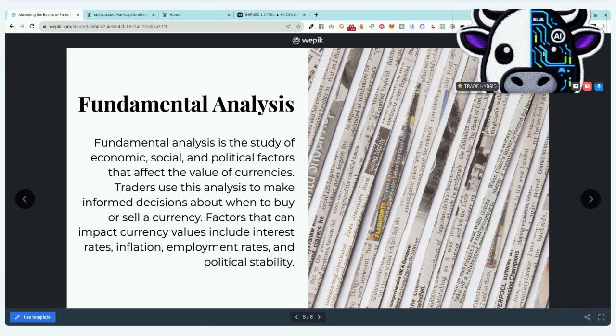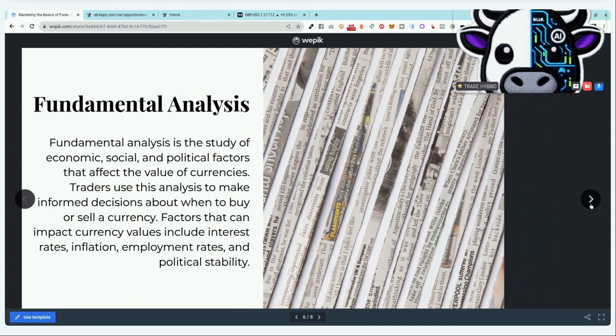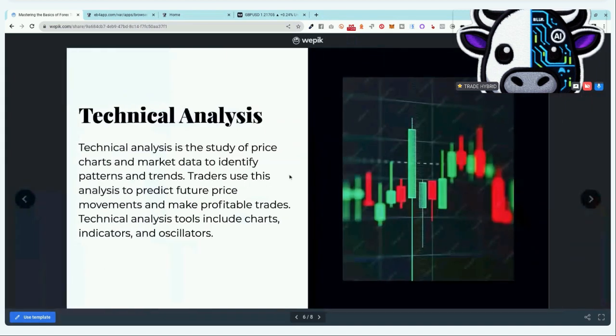It's telling you everything that's happening inside the countries, so you get a better understanding of what's going on. So I'll show you that on the chart as well. And then we have technical analysis.